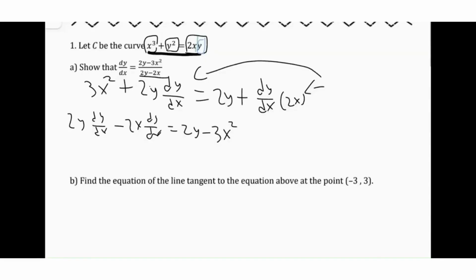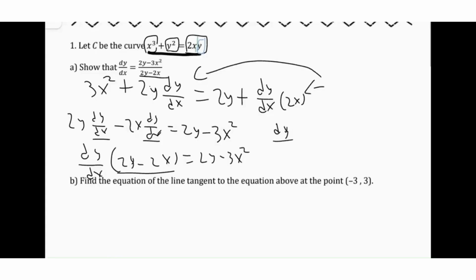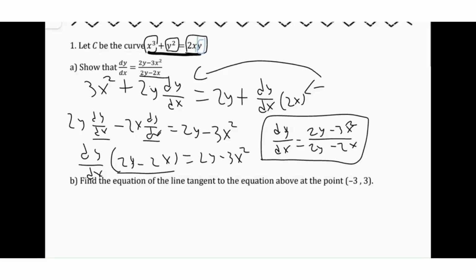Okay. Now what you do, just factor out the dy over dx. So take that out, and inside you'll be left with 2y minus 2x equals 2y minus 3x squared. And I think you can see where we're going from here. Divide by this, and you'll get dy over dx equals 2y minus 3x squared over 2y minus 2x. And they literally give you the answer, so just double check, and looks good.